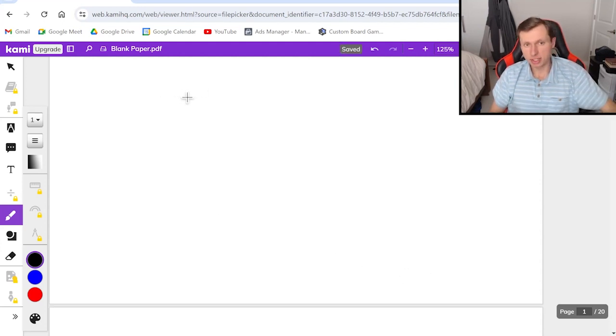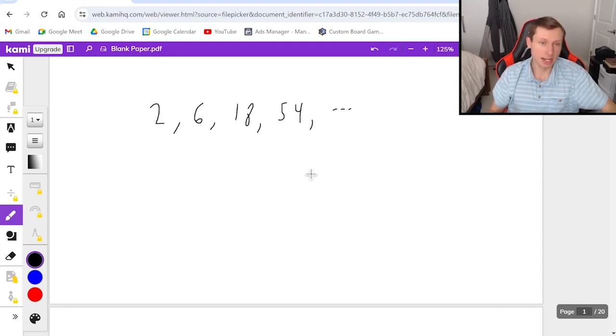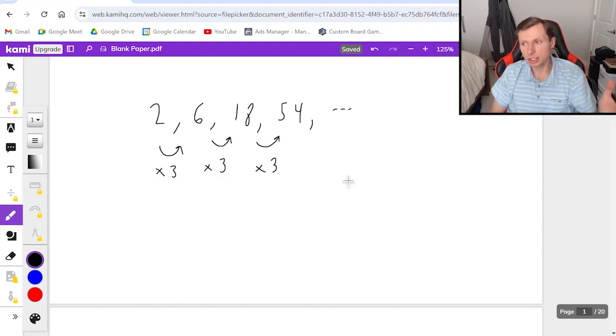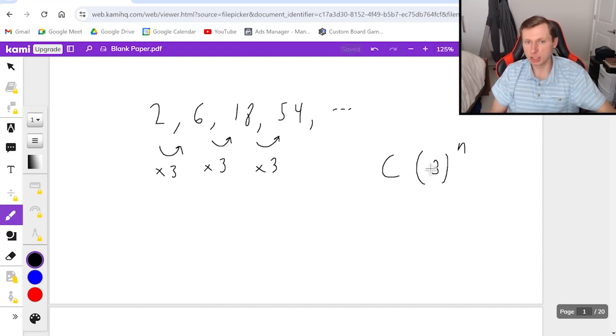Here's the next type of example we might be looking at. The sequence is 2, 6, 18, 54. As you can see, what's the pattern here? It's times 3 each time. And whenever you have times 3 each time, the formula is going to be c times 3 to the nth power. Again, c is the constant that makes my numbers work out. But because it's times 3 each time, it's 3 to the n.